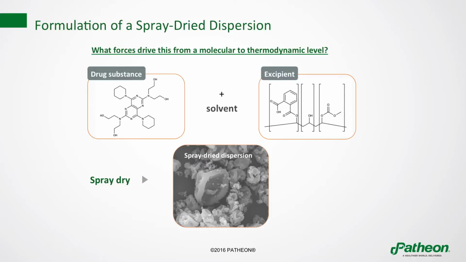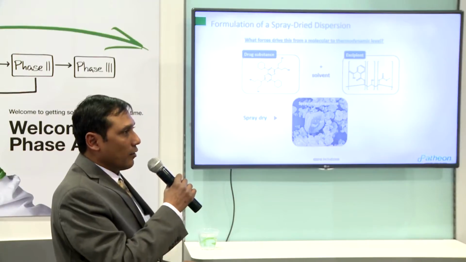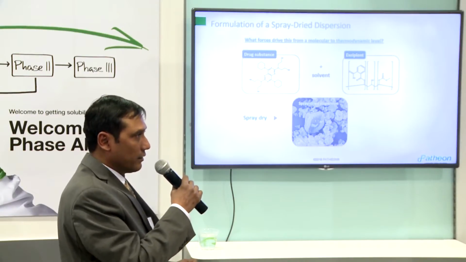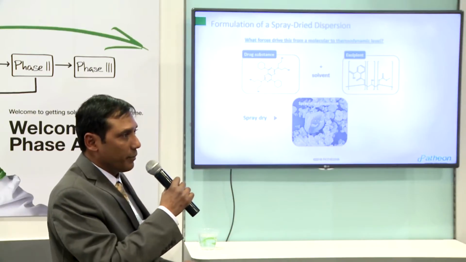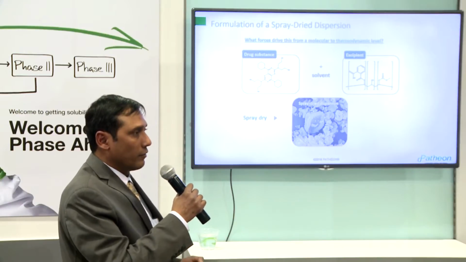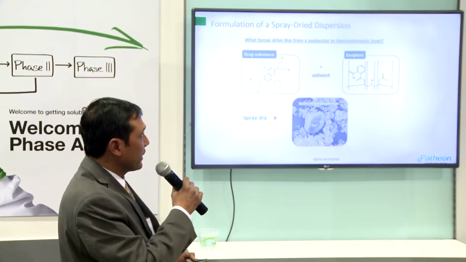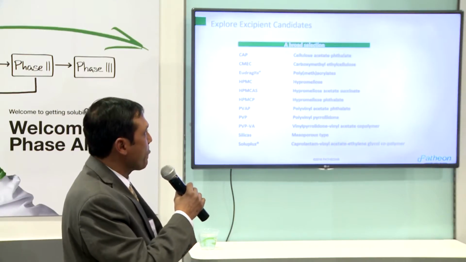As we all know, formation of a spray dried amorphous dispersion involves dissolving a drug substance, typically in an organic solvent, along with a polymeric excipient, and you end up spray drying it. So you end up getting a spray dried intermediate which is amorphous in nature. What drives this from a molecular to a thermodynamic level? And that's what we set out to do. Our goal of Quadrant2 is to target the understanding at a deep molecular level to a thermodynamic level.